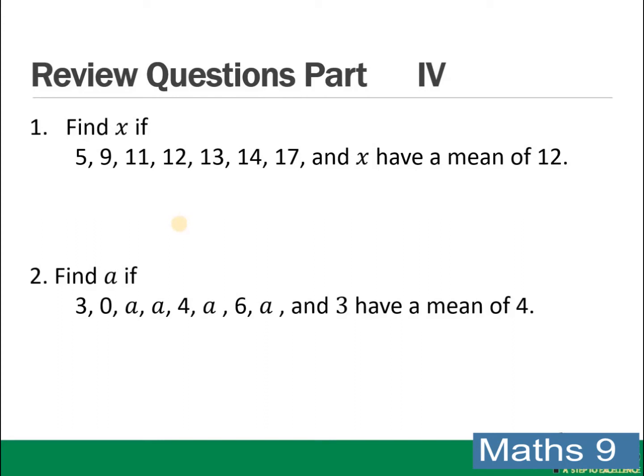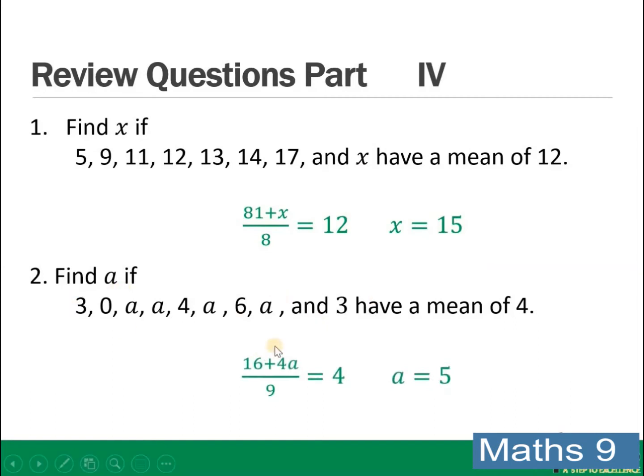Here are the answers. For number 1, we want to add together all of these points, divide by 8 and get an answer of 12. So x must be 15. For number 2, we want to add together all these values, divide by 9 and get an answer of 4. So a must be 5.